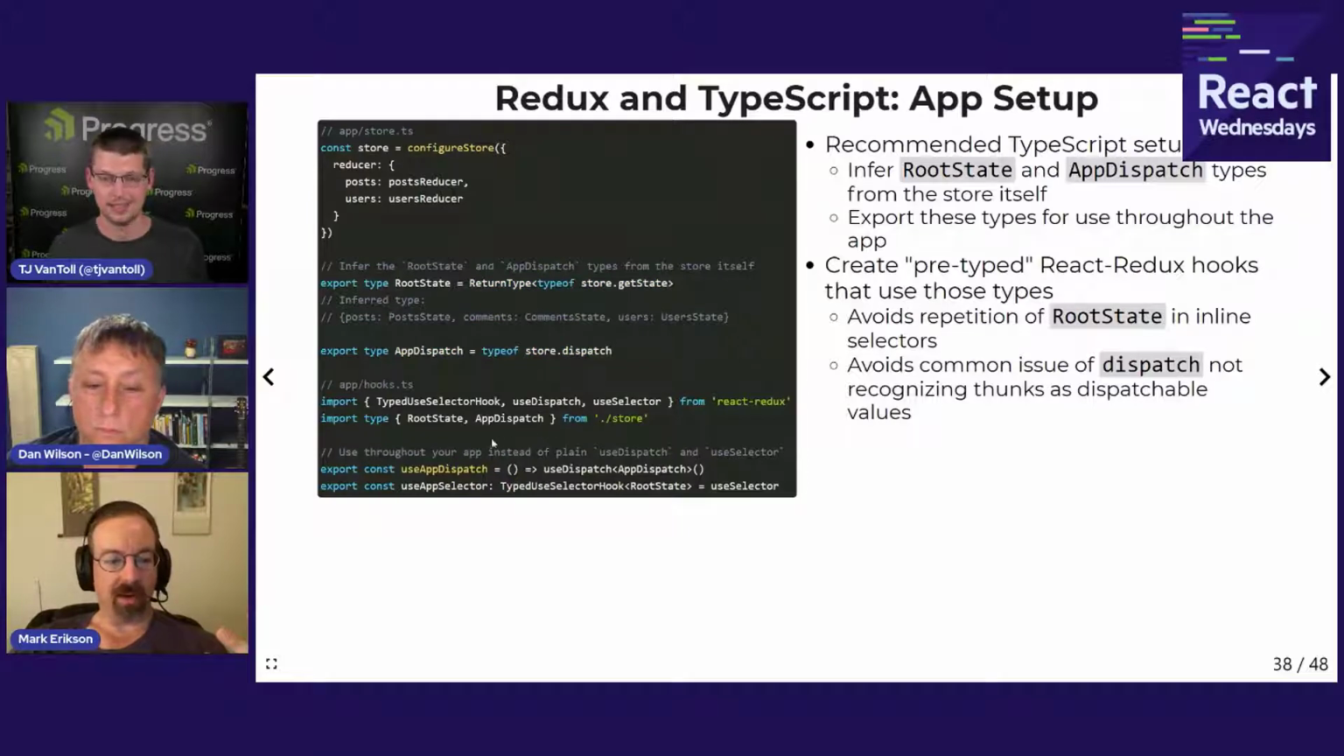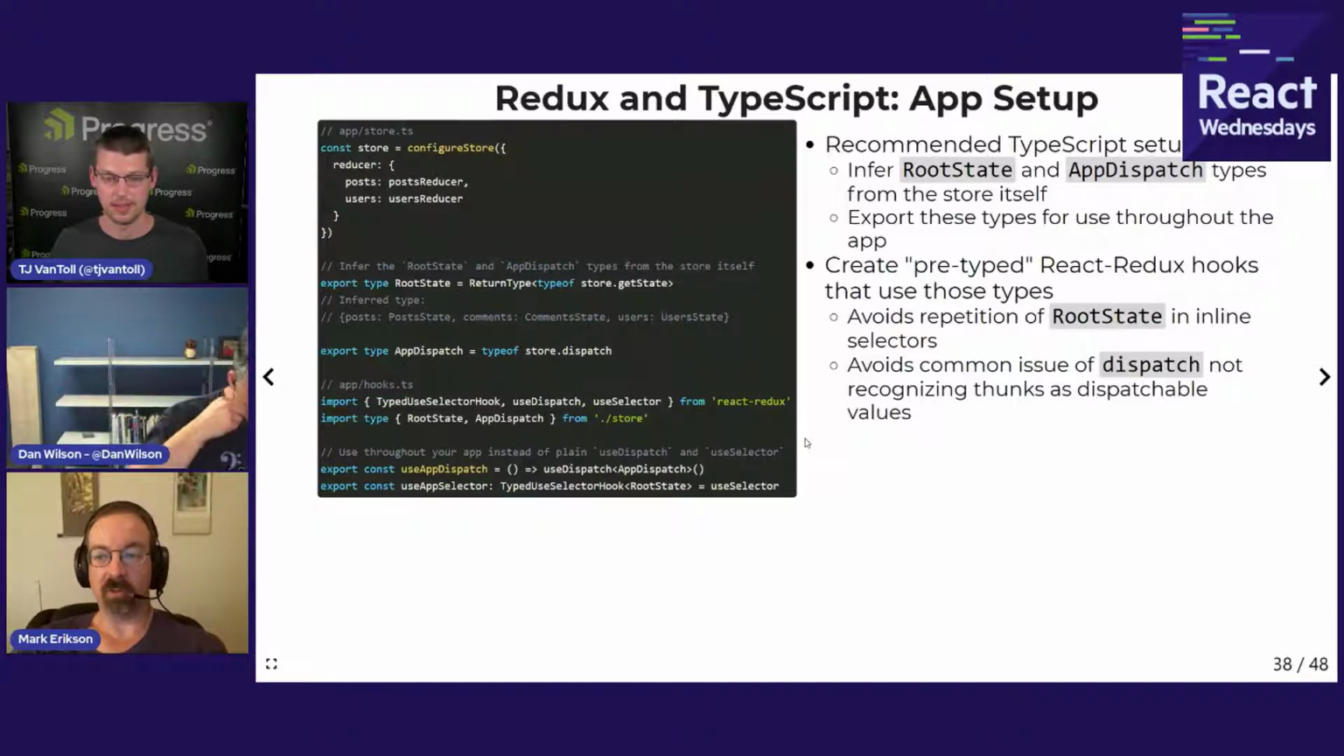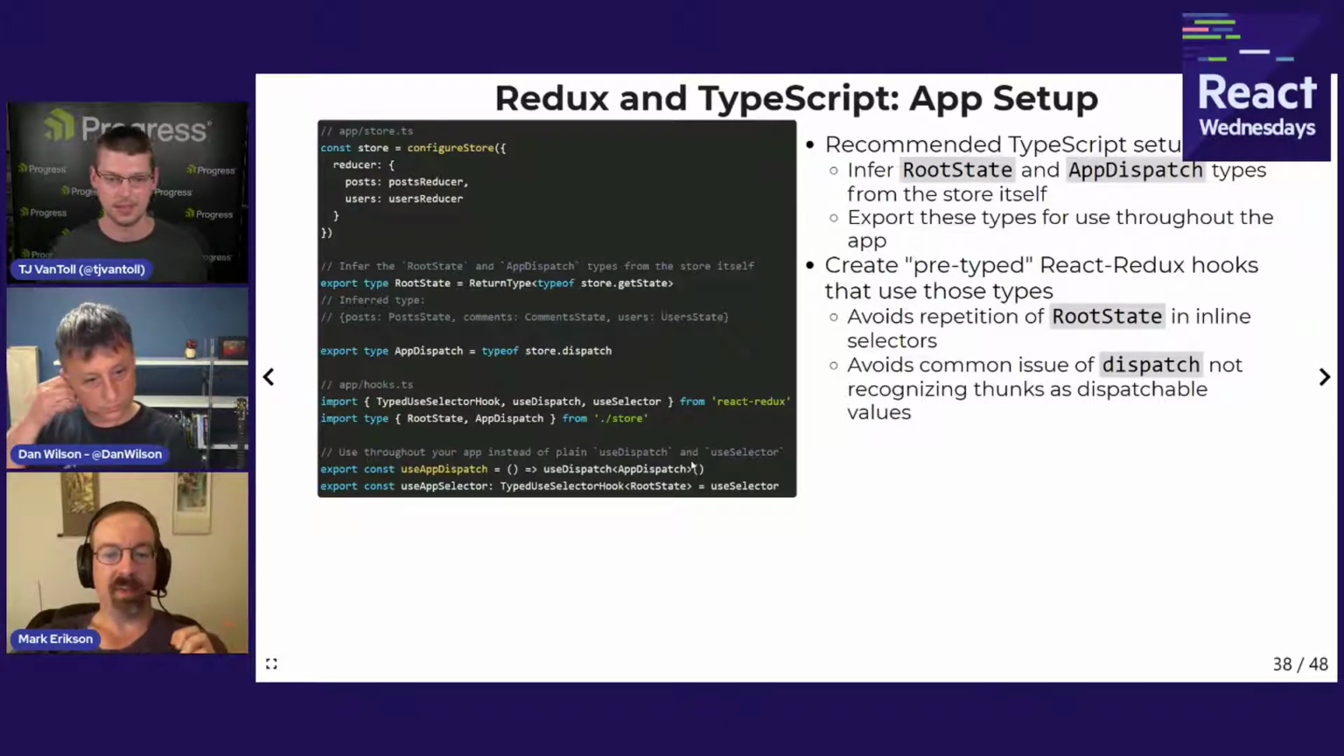We also recommend that most people try to define some pre-typed versions of the React Redux hooks and use these in the rest of your application instead of importing directly from React Redux into your components. And that way you're guaranteed to have the correct types for the state that you're reading or the attempts to actually dispatch something, and the usage is consistent across the code base.